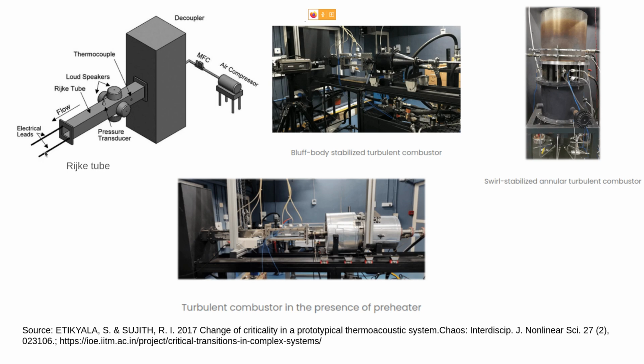Now we have electrical leads provided within this duct, and a pressure transducer in this Rijke tube to measure the acoustic fluctuations inside the tube, with the flow passing from the decoupler through the Rijke tube. In order to test the decay rate within this tube, we provide loudspeakers, to see how, if you give any acoustic pulse to the system, the acoustics will decay, and at what rate. We also have thermocouple ports to measure the mesh temperatures and air temperatures. Now the second picture shows a turbulent combustor, which is a bluff body stabilized turbulent combustor.